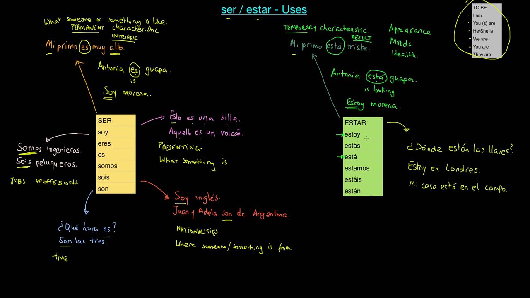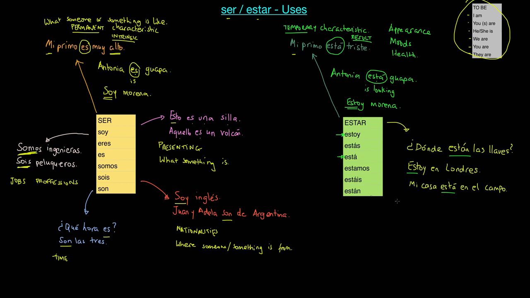And then if we go back to estar, we've talked about temporary characteristics, and the other very common use of estar, the most common use of estar, is in this case here. So I've given you 3 examples. "¿Dónde están las llaves?" Where are the keys? "Estoy en Londres." I am in London. "Mi casa está en el campo." My house is in the countryside.